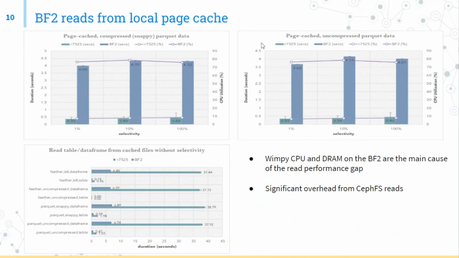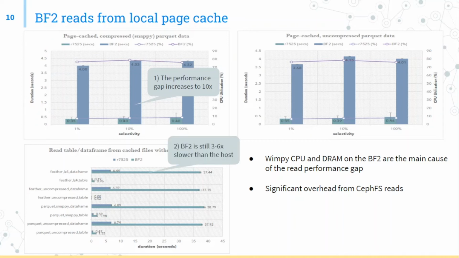We wanted to get down to see where exactly the overhead comes from. So we stripped out all Ceph components and performed everything locally by preloading the data files into the local page cache instead of storing them on the CephFS main store. This time we see the performance gap rose to 10 times in the case with selectivity, regardless of whether the data in the Parquet files is compressed or not. And it remains 3 to 6 times slower if selectivity is not used. These results told us that it is the CPU and memory performance of the card that causes the slowdown.